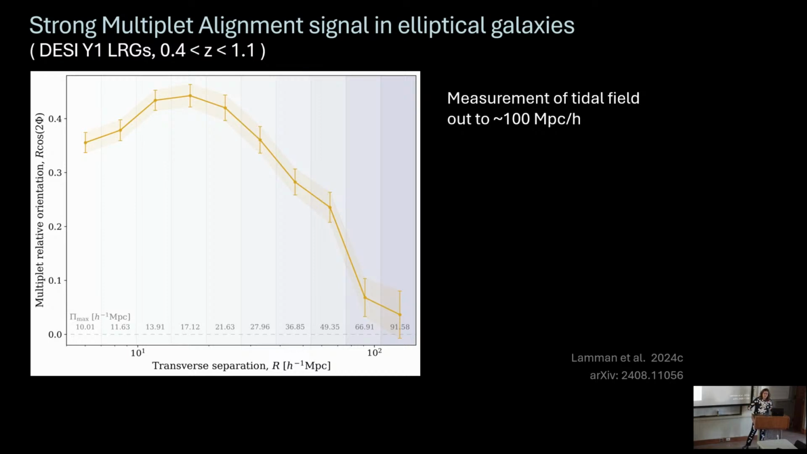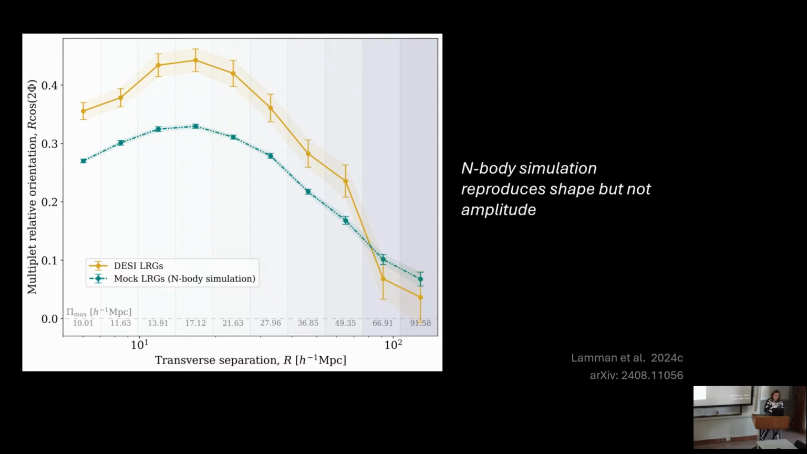But the correlations that are giving rise to this signal are arising from the small nonlinear regime, multiplets around 1 megaparsec. We can begin to interpret this by looking at the same signal in a mock catalog created from a dark matter-only simulation and painted with galaxies to match DESI's clustering for this same sample.